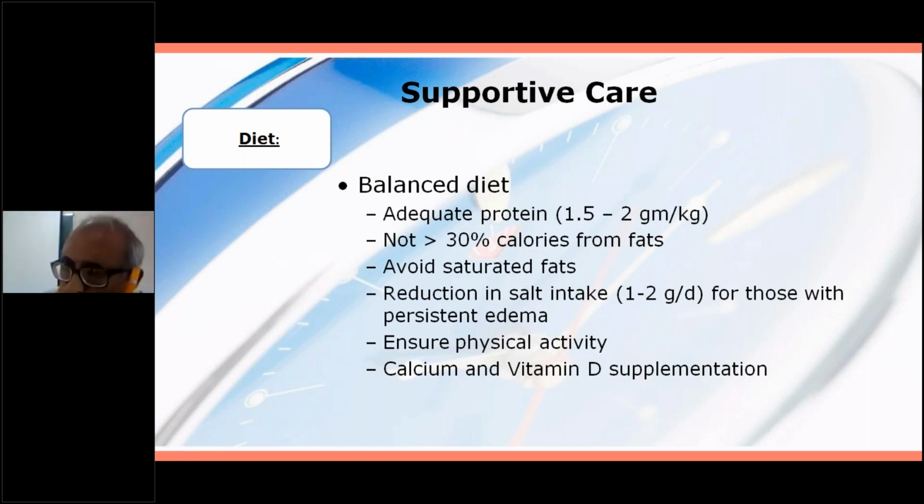Whatever protein you give, it will go. So adequate protein, 1 to 2 grams maximum. Not more than 30% calories from fat, which is usually what a balanced diet means. Avoid saturated fats. Salt restriction is very important, maximum 1 to 2 grams per day for those with persistent edema. Ensure physical activity, which itself may sometimes reduce the edema. Otherwise, stasis increases thromboembolic phenomena. Calcium and vitamin D supplementation are necessary.